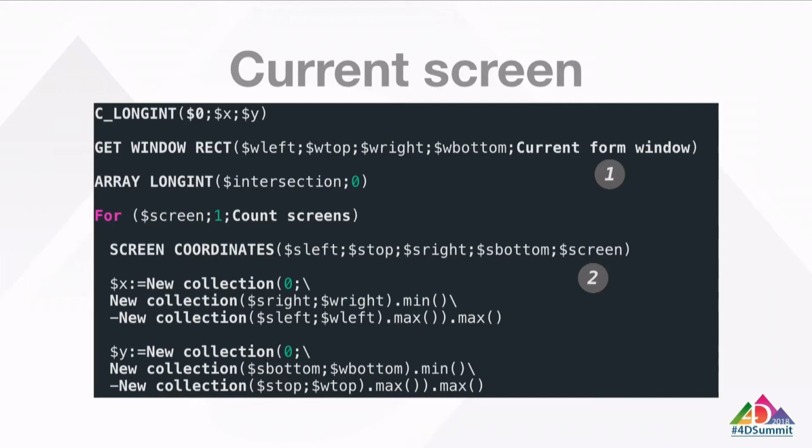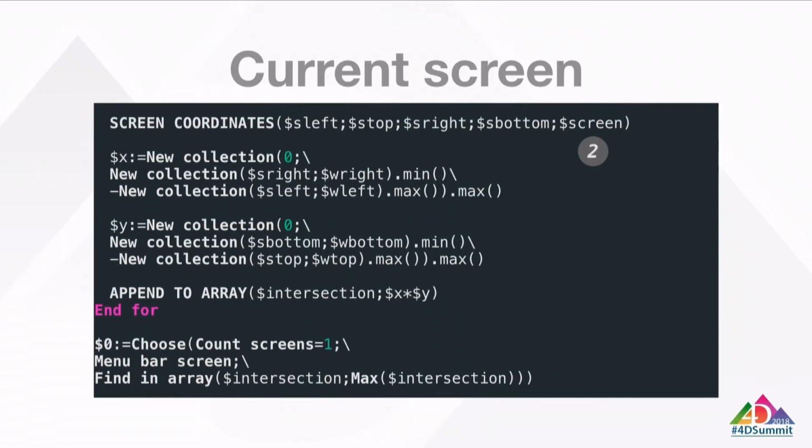And then you want to figure out which screen has the largest intersection with that window, because it's possible for a window to be displayed across 2 screens, and in which case there's a dispute as to which one is the current screen. It's the one with the largest intersection. So what I do here is basically compute the intersection area.